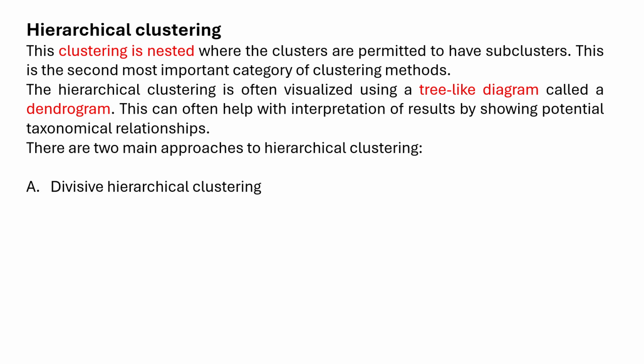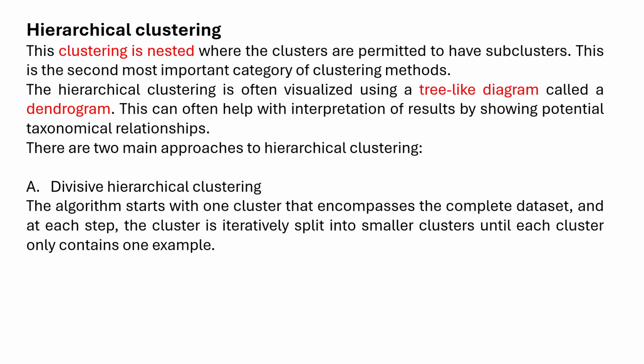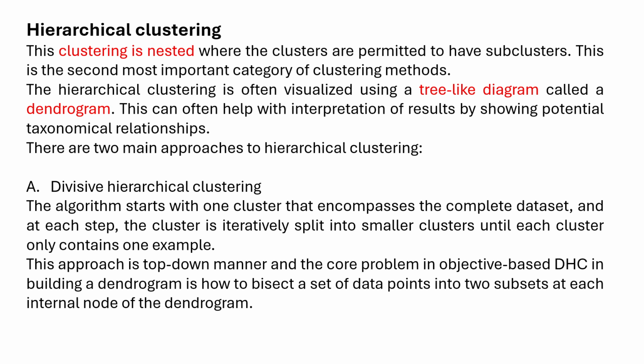There are two main approaches to hierarchical clustering: divisive and agglomerative. In divisive hierarchical clustering, the algorithm begins with all samples grouped into a single cluster. It then repeatedly divides the data into smaller and smaller clusters until each sample forms its own cluster. Because the process starts with one cluster and progressively splits it, divisive hierarchical clustering is known as a top-down approach.